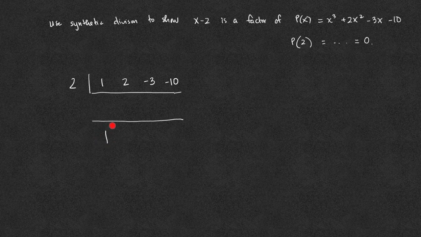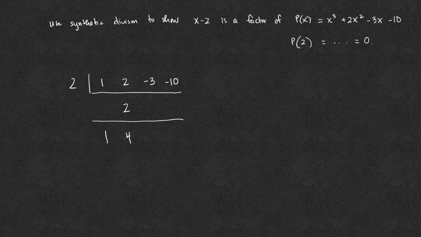Take this 1 and multiply by k. K is 2. 1 times 2 is 2. And then write the result in the next column. And then add the numbers in that column. 2 plus 2 is 4. And then we take this number 4 and multiply by k. K is still 2. 4 times 2 is 8.